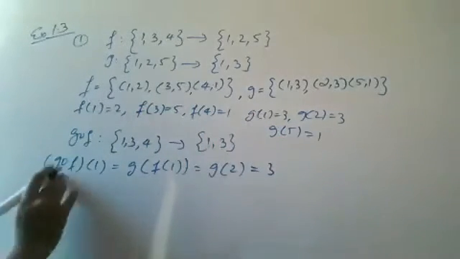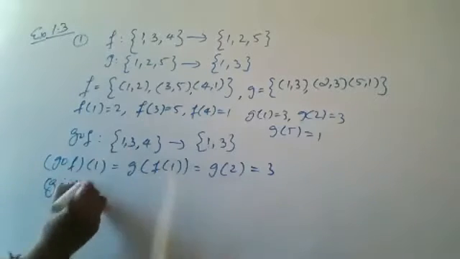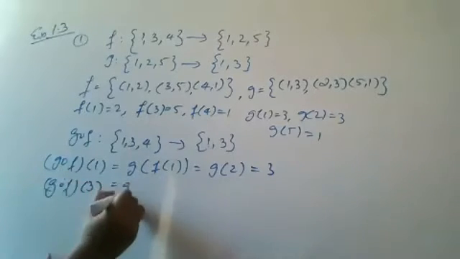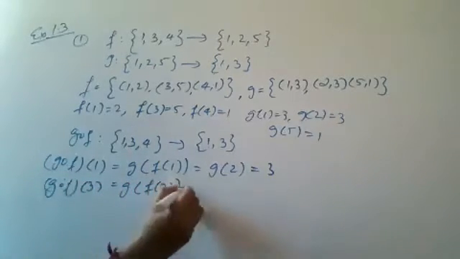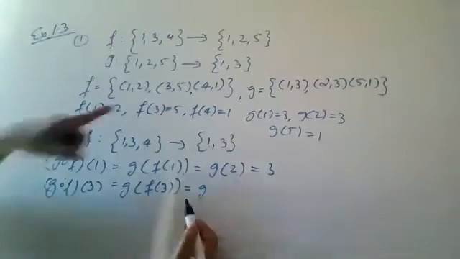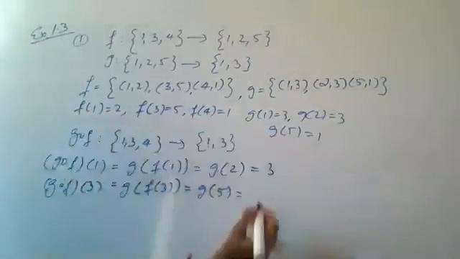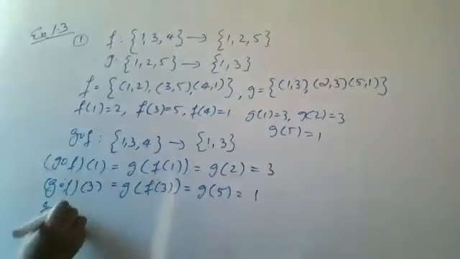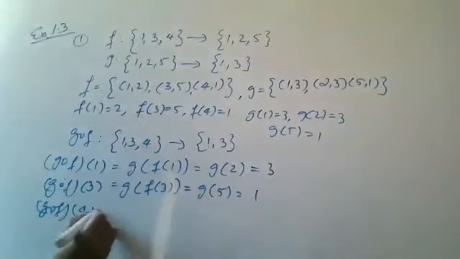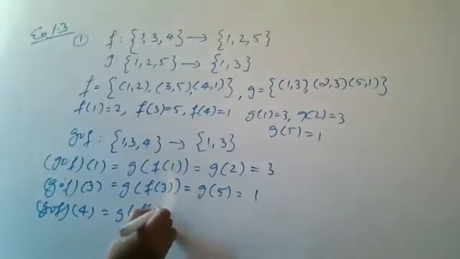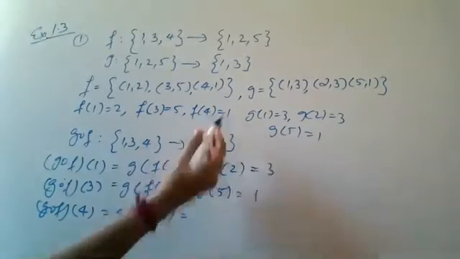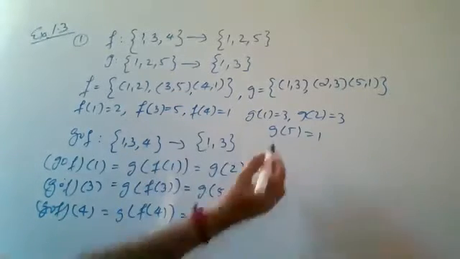Now next, the composition of which element? 3, and here you'll get g of f of 3. f of 3 is 5. And what is g of 5? See, 1. Then the last element, which is 4, which is g of f of 4. What is f of 4? 1. So we get g of 1 and which is 3.